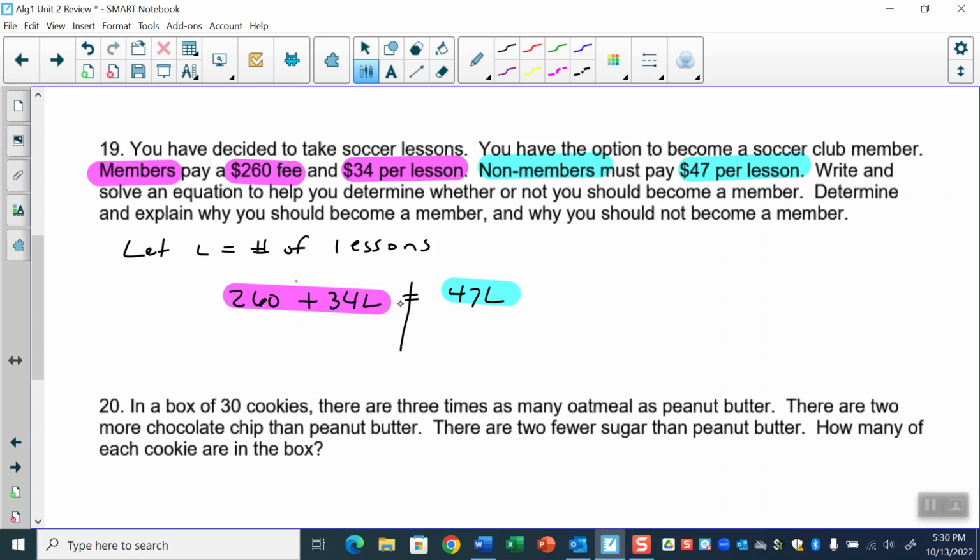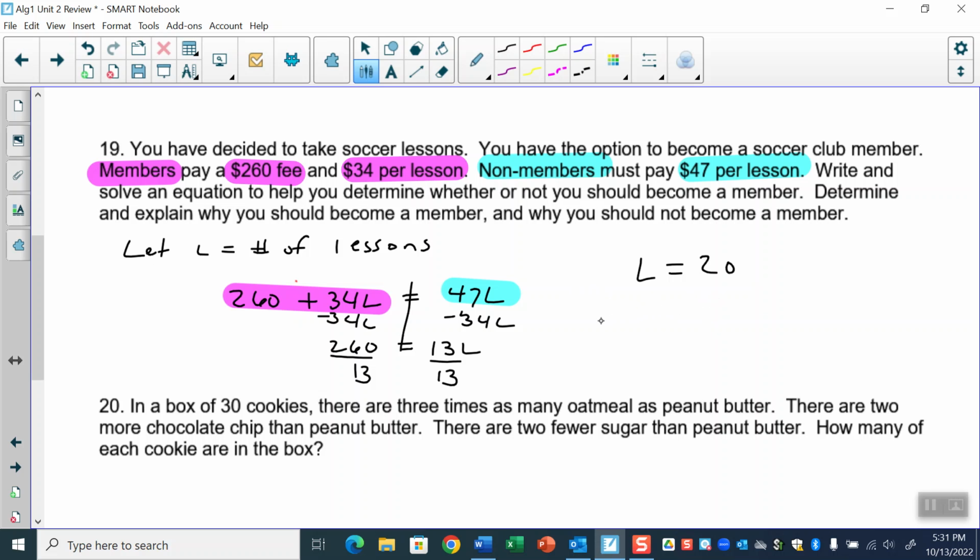I've got the L's on both sides. So I'll go ahead and subtract 34L. And because then I've just got 260 equals 13L, divided by 13, divided by 13. And so I get L equals 20. All right. So at 20 lessons, it doesn't matter.